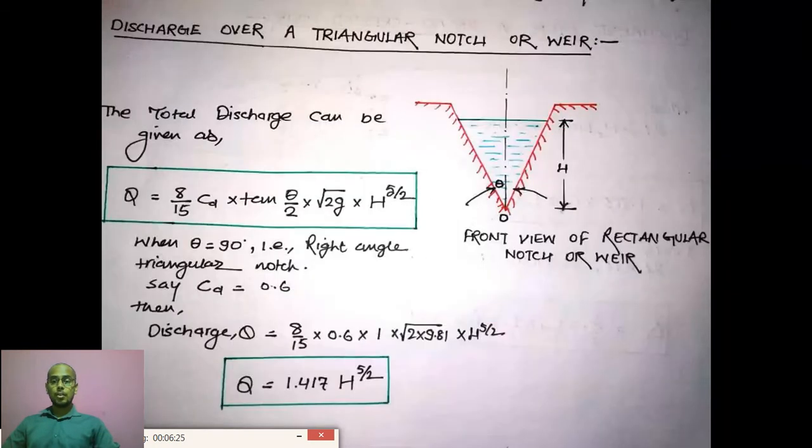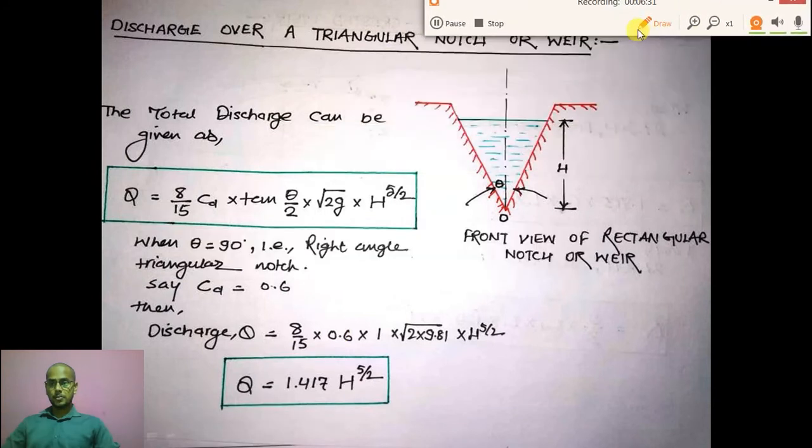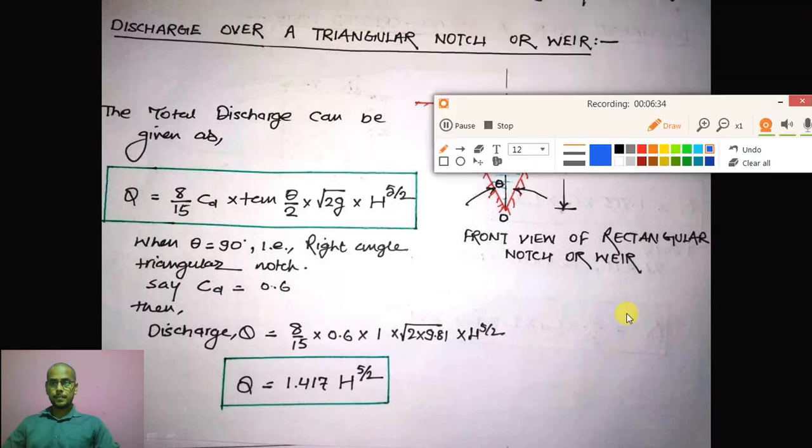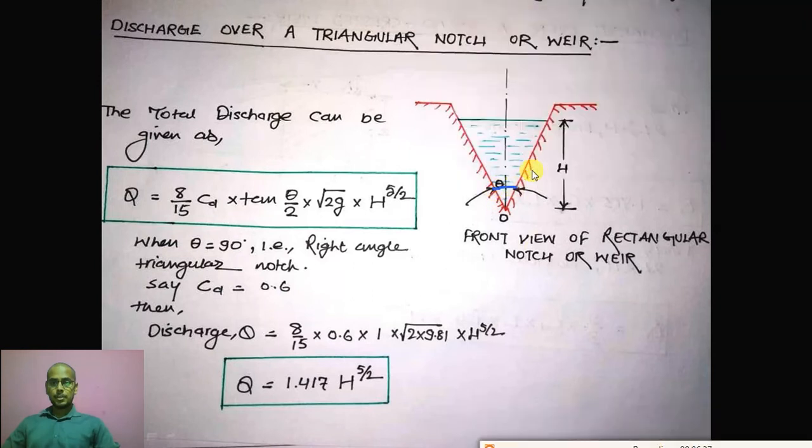So in this diagram, let me write it down on the screen so that you will get everything very easily. This is theta, the angle between these two sides of the triangle, and the head of water is h. These are the two variables we will use in this equation. So we can write the total discharge Q is equal to 8 by 15 into CD into tan theta by 2 into under root 2g into h to the power 5 by 2. This is my discharge for the triangular section, the triangular notch.